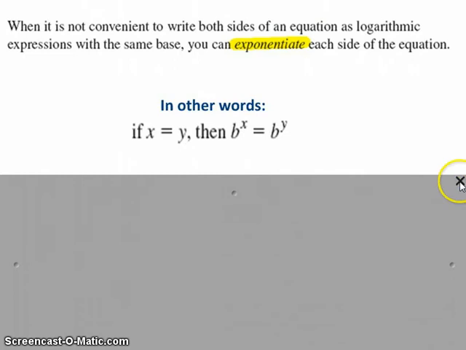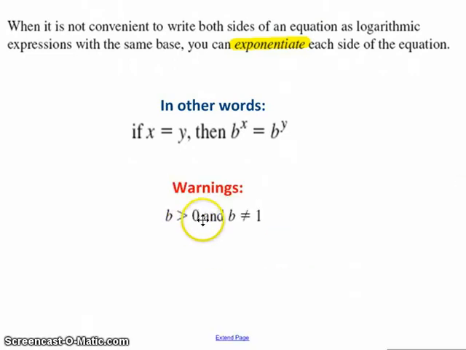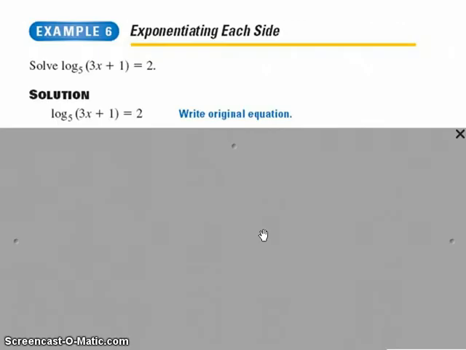There are a couple of warnings I have to make. b has to be bigger than 0. Can't use a negative number. And b can't be 1 once again. Watch out for situations where b is 1, but as long as we're not talking about negatives and we're not talking about 1, this rule works. Okay, so this one I will walk you through.